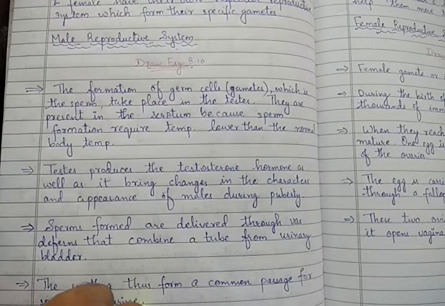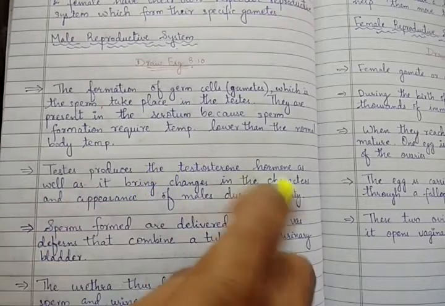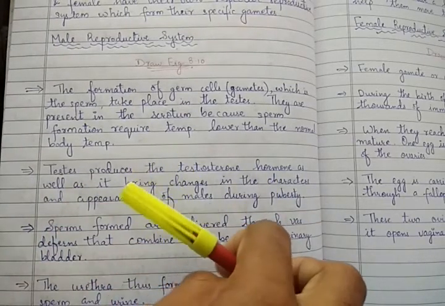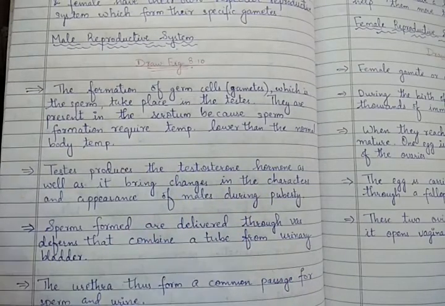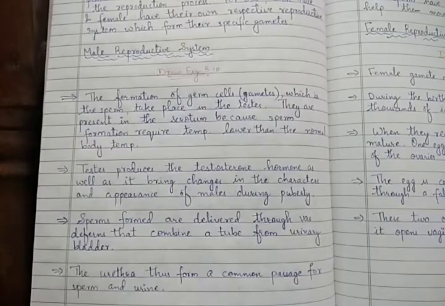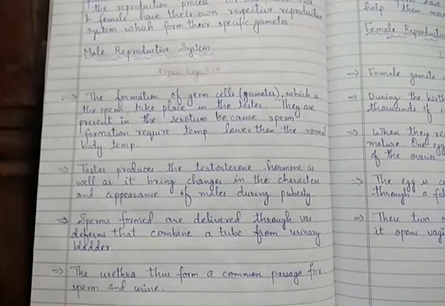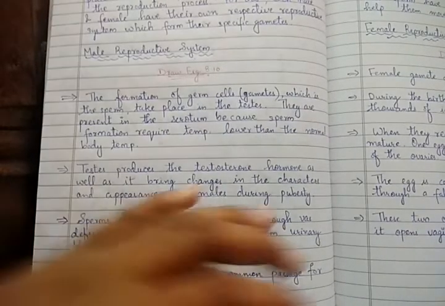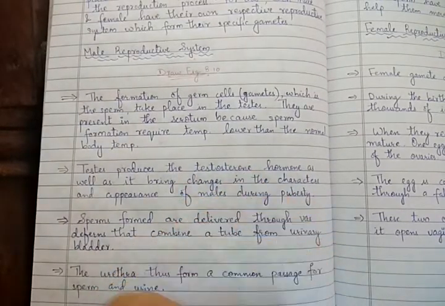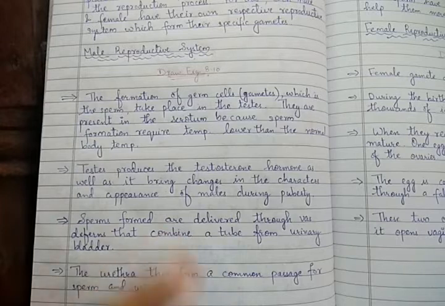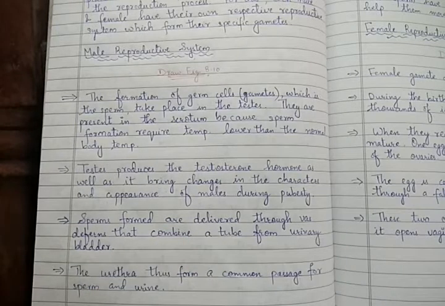Okay. Now, the testis, which is present in the male reproductive system, produces the testosterone hormone. This testosterone hormone is the main thing that brings the changes in the males during the puberty stage. We had discussed those different types of changes in our previous class.